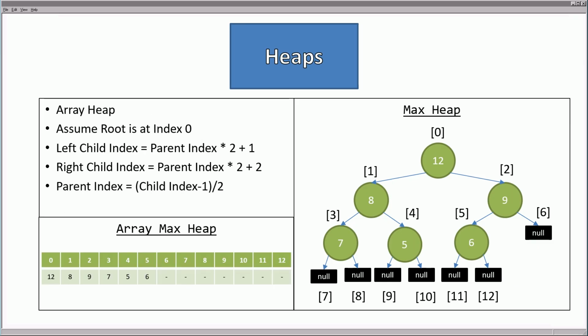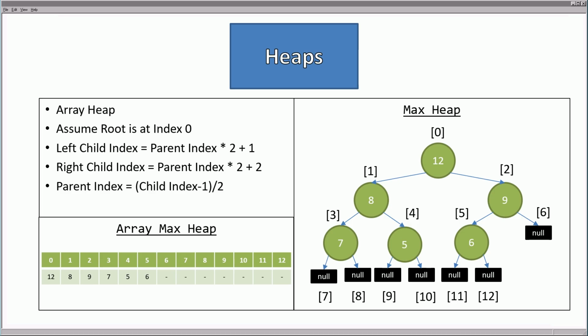In the last couple of lectures, we introduced trees and implemented them using a linked structure. However, trees can be implemented using an array. Here is an array representation of a max heap. Now this version assumes that the root is at index 0. Now for instance, if we needed to access the left child from a parent, what we do is just take the parent's index, multiply it by 2, and add 1 to it.